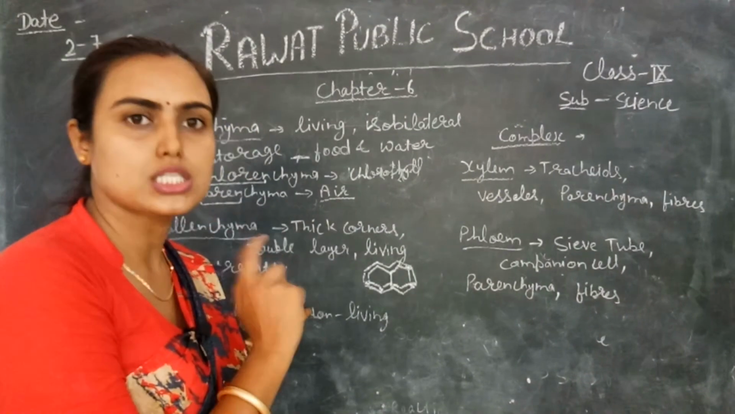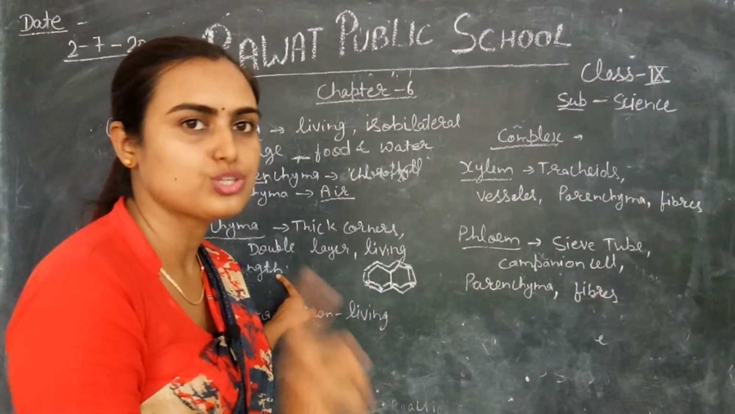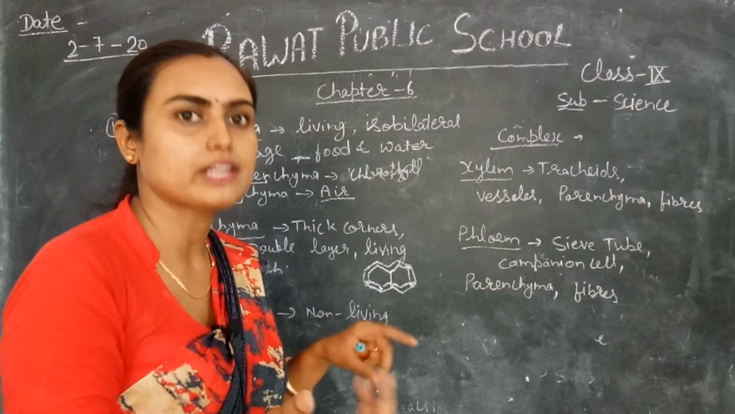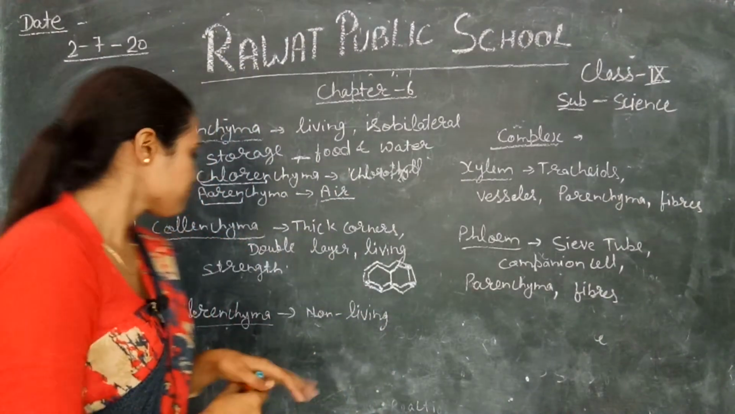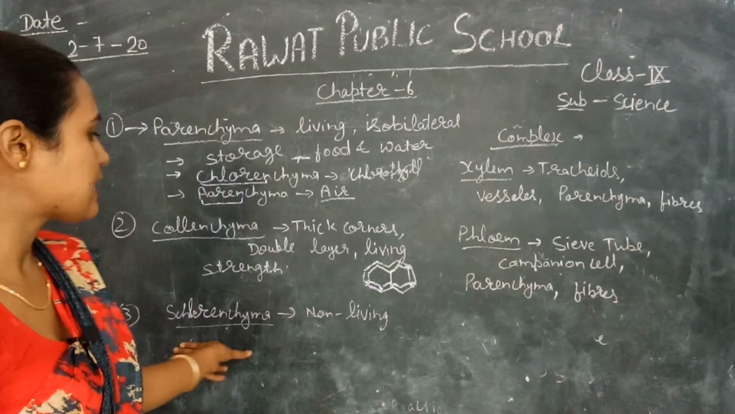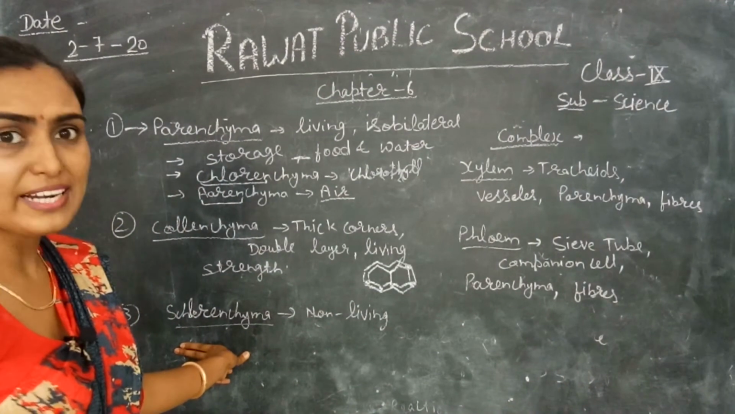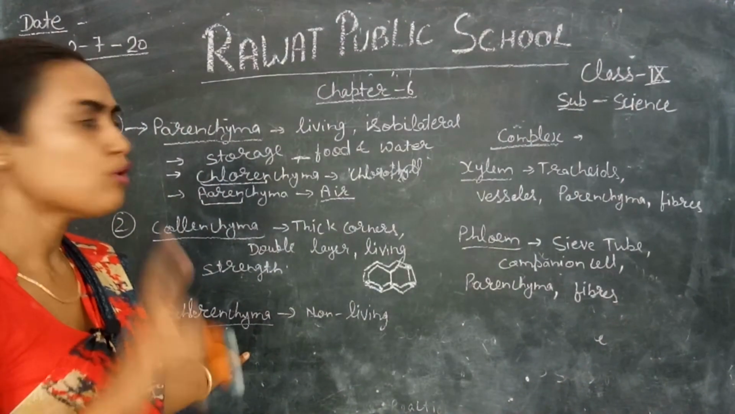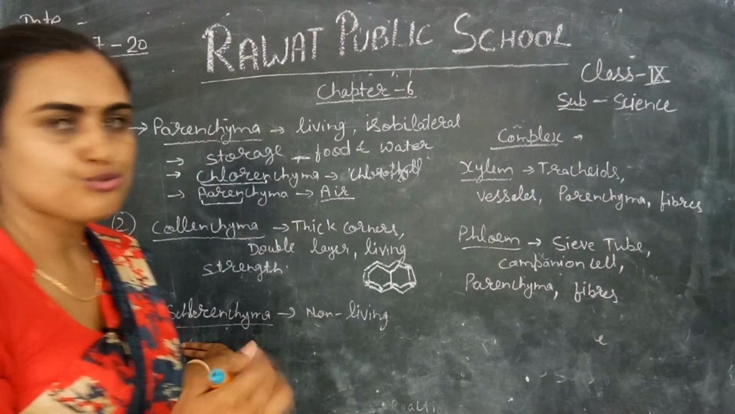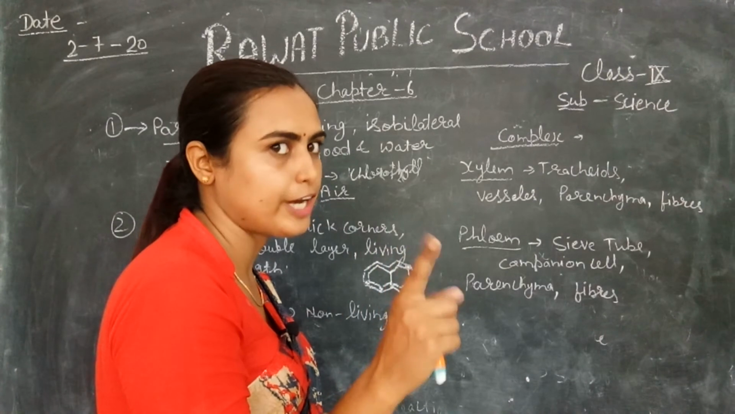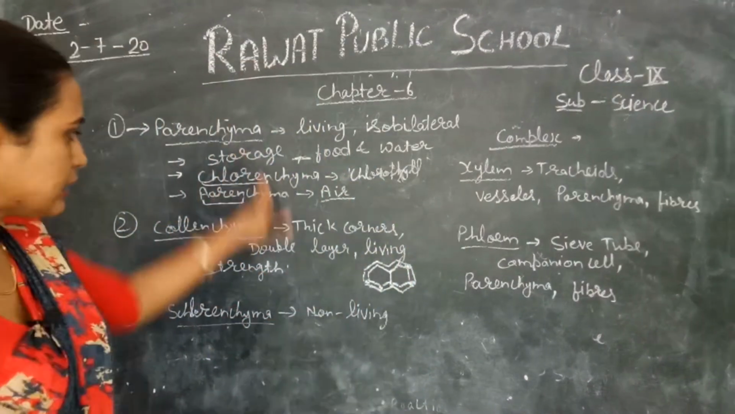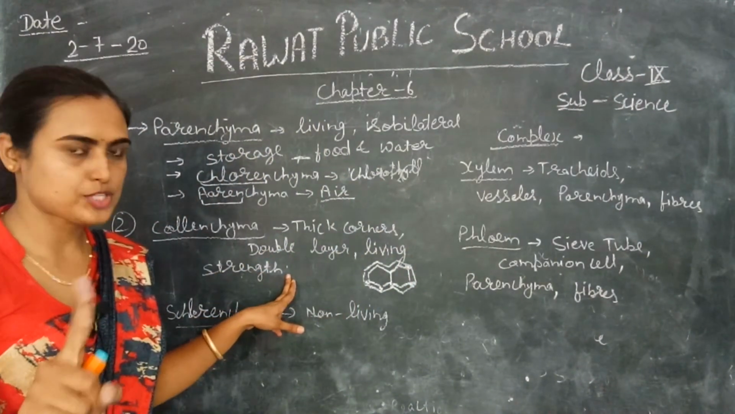It means this tissue provides strength to the plants. That's why they are always erect in nature. Right? Last is the sclerenchyma. It is a simple type of permanent tissue, as I told you, meaning they are from only one type of cell. There are no different types of cells, so all of these are from only one type of cell.